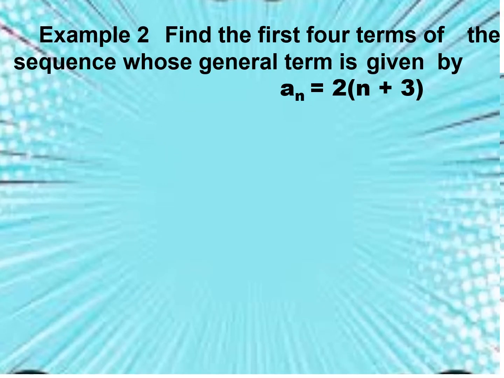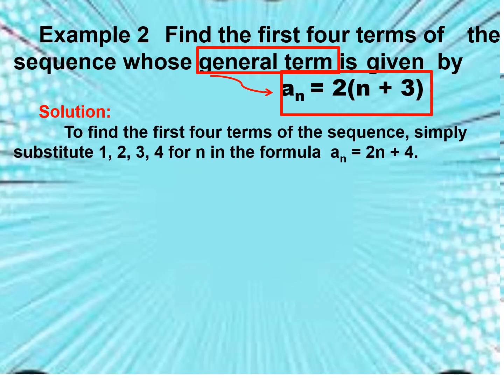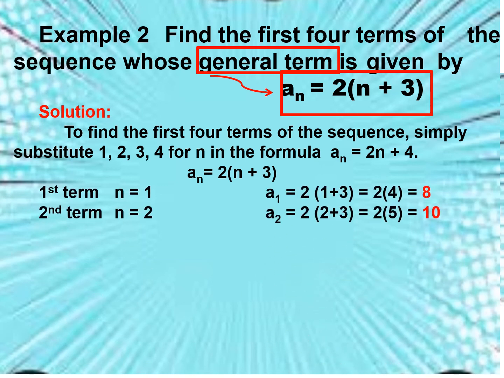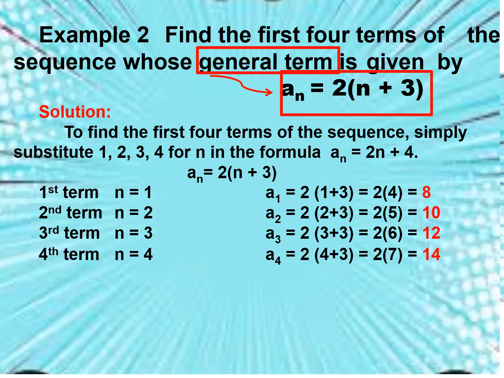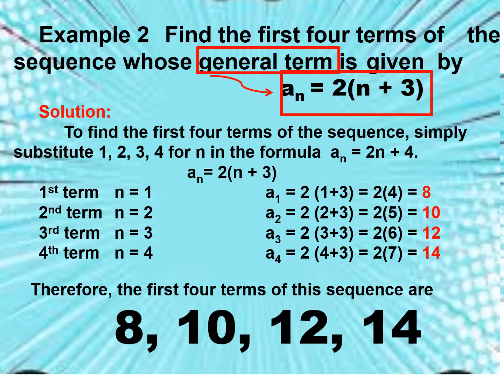Example 2. Find the first four terms of the sequence whose general term is given by a sub n is equal to 2 times the quantity n plus 3. Okay, let us show the solution. Therefore, the first four terms of this sequence are 8, 10, 12, 14.